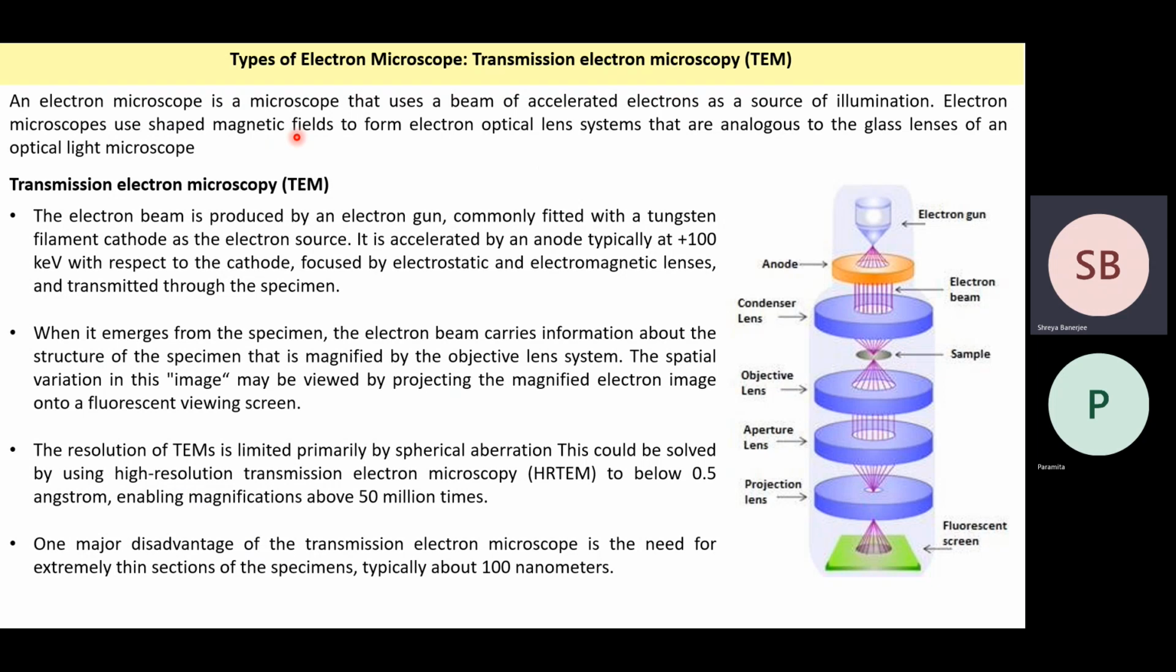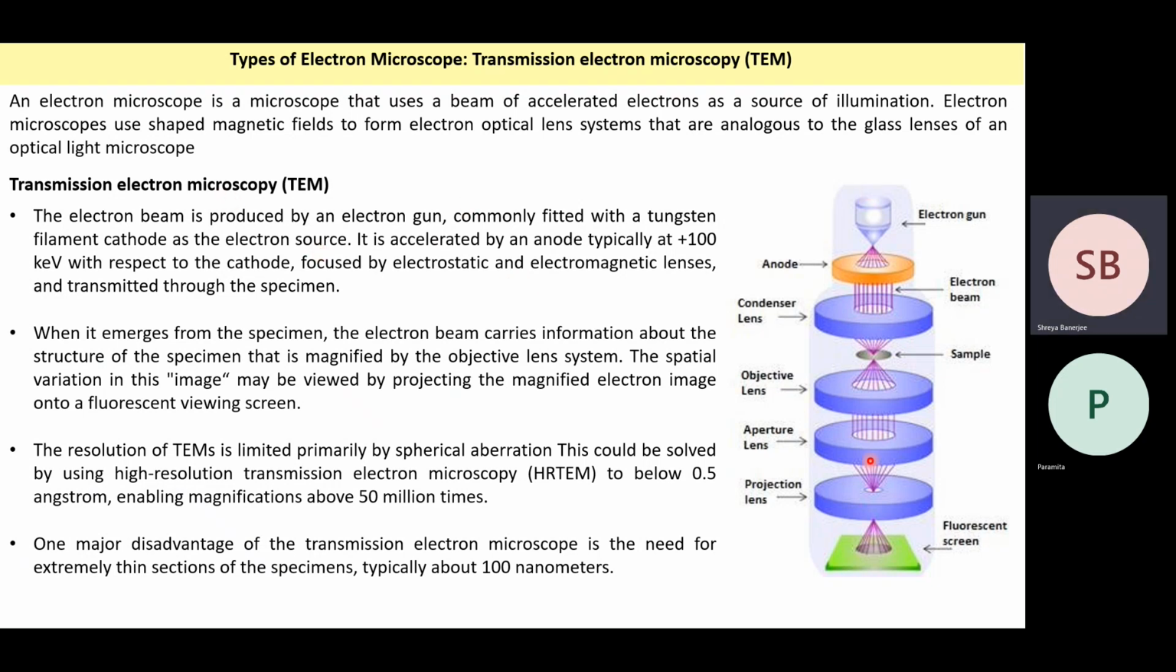So you know that a moving electron has a magnetic field. So if you make it pass through a magnetic field, it will bend. Similarly, as light passing through a lens will bend, an electron passing through a magnetic field will bend in order to give you the image that you need.